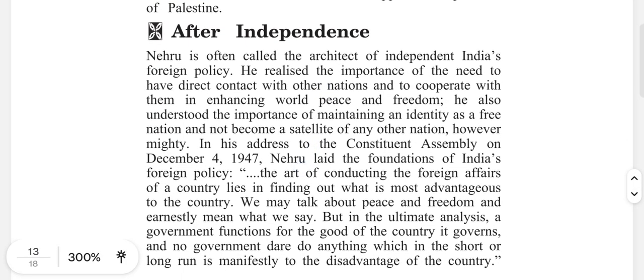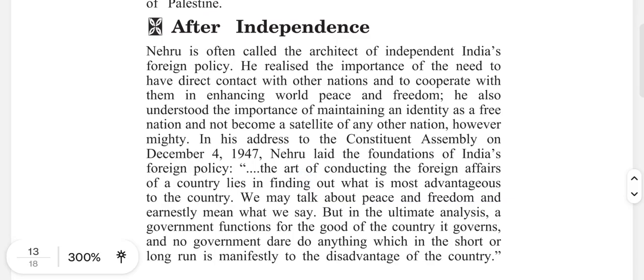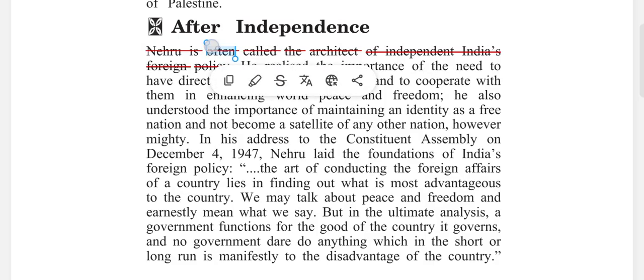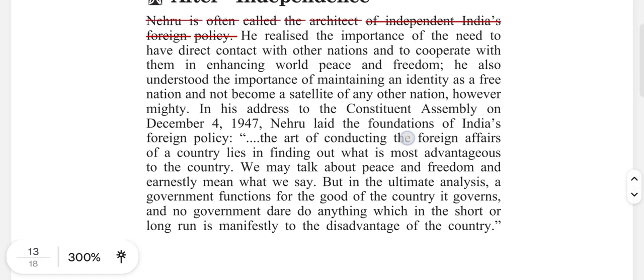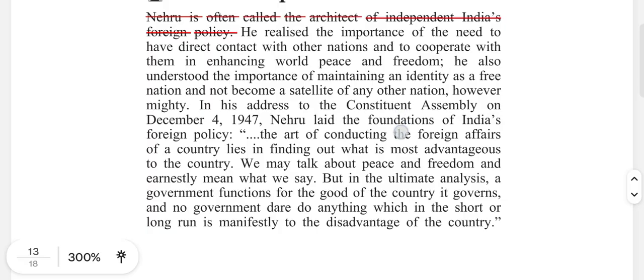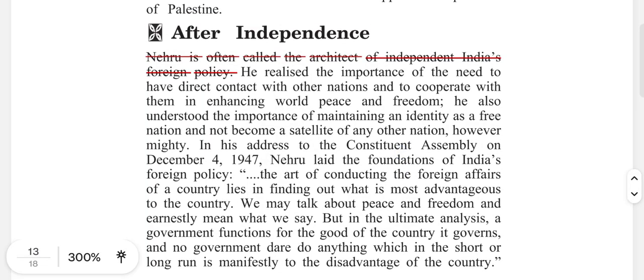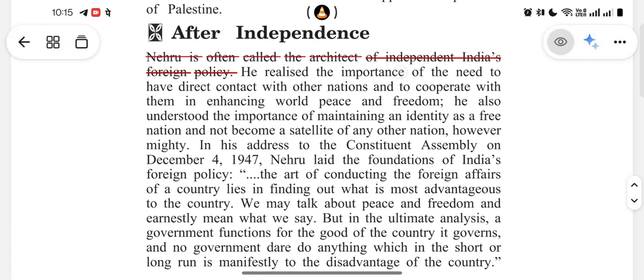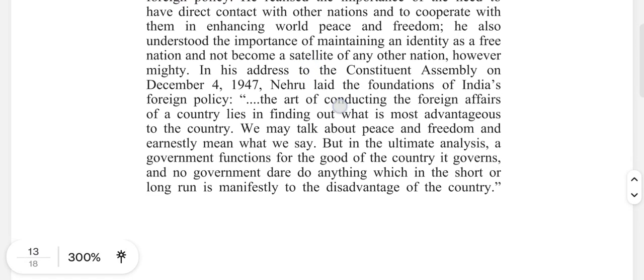After independence, Nehru is often called the architect of independent India's foreign policy. He realized the importance of having direct contact with other nations, and of cooperating with them in enhancing world peace and freedom. He also understood the importance of maintaining an identity as a free nation, and not becoming a satellite of any other nation, however mighty. In his address to the Constituent Assembly on December 4, 1947, Nehru laid the foundations of India's foreign policy.